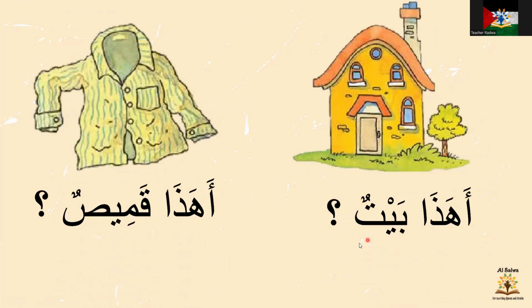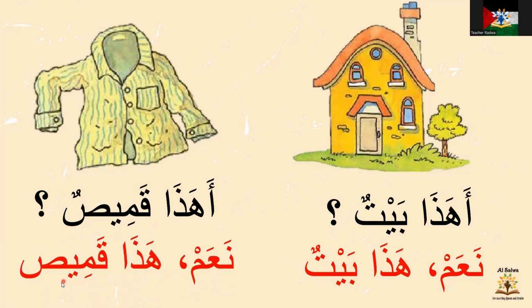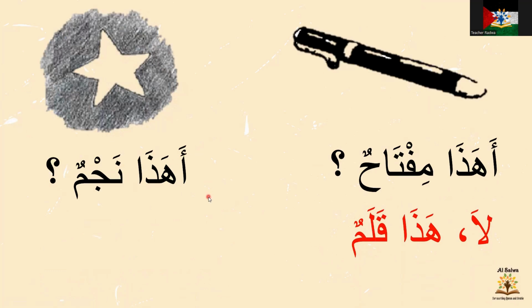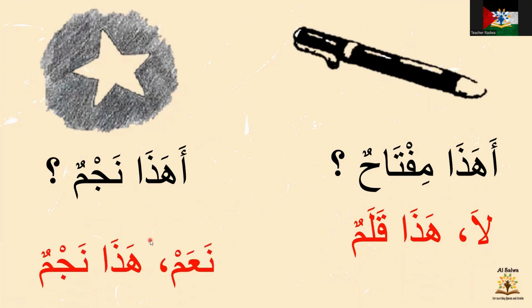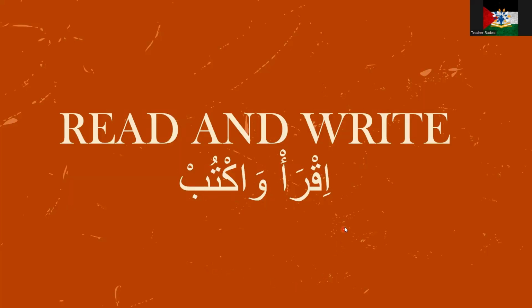أهذا بيت؟ Is this a house? نعم، هذا بيت. Yes, this is a house. أهذا قميص؟ Is this a shirt? Yes, this is a shirt. نعم، هذا قميص. أهذا مفتاح؟ Is this a key? No, this is a pen. لا، هذا قلم. أهذا نجم؟ Is this a star? نعم، هذا نجم. Yes, this is a star.